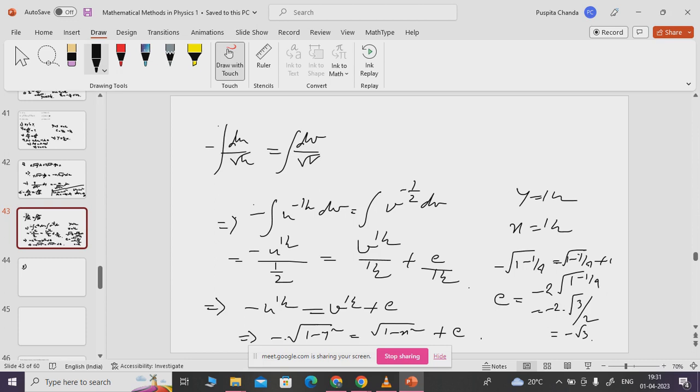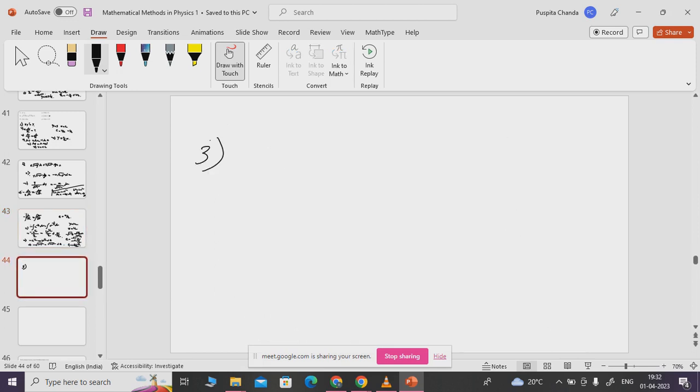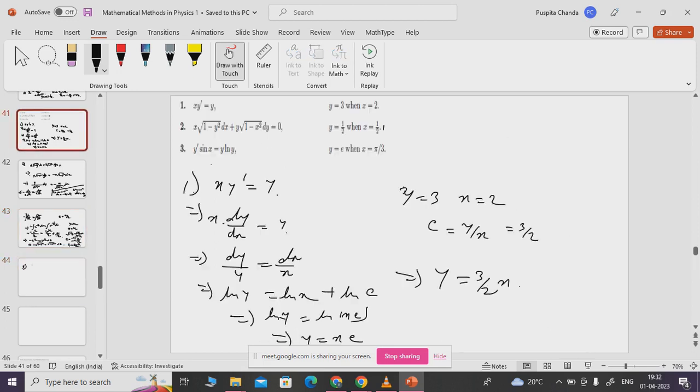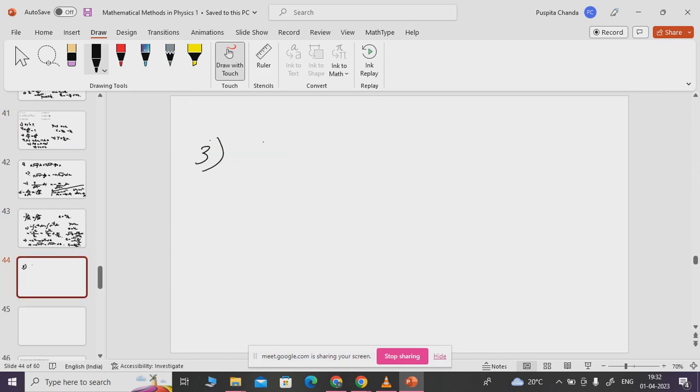The third equation is y dash sin x. Okay, we can take the name c1. So it is c. So c is equal to c1 by half.